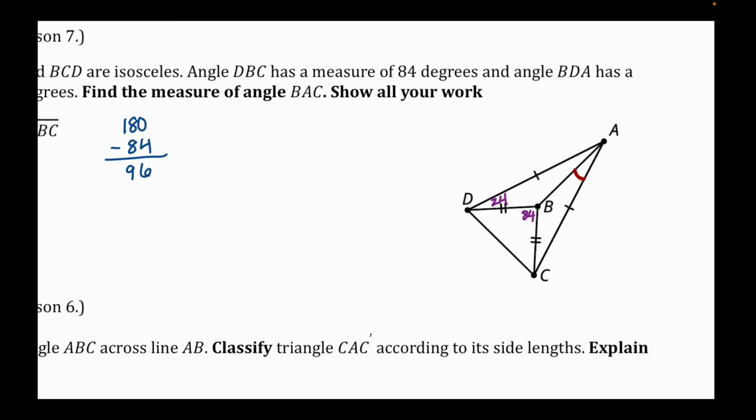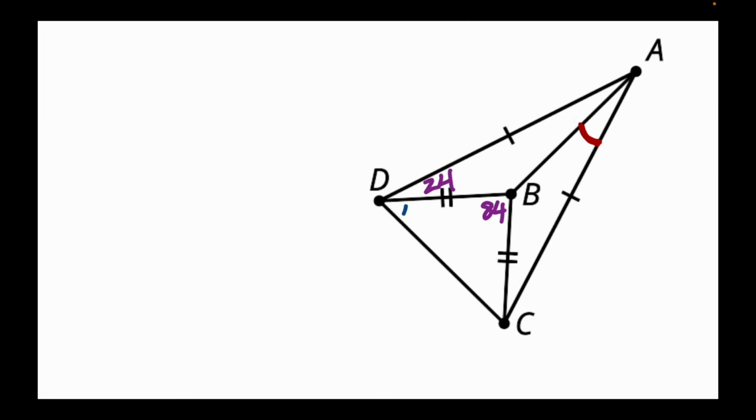And 96, when we divide that by 2, should be 48. I'm going to check myself on that real fast anyways, because I don't always trust myself. Yeah, half of 90 is 45, and then half of 6 is 3. 45 and 3 is 48. So it's going to be 48, which means I know these are then going to be 48 degrees each.